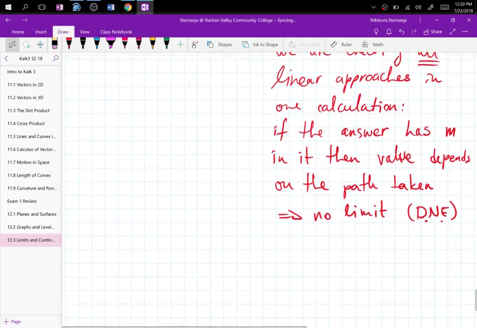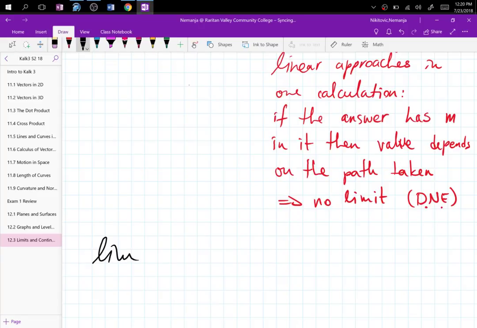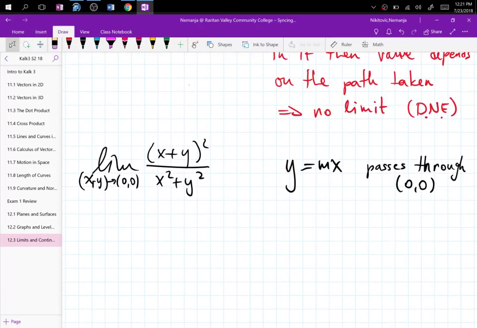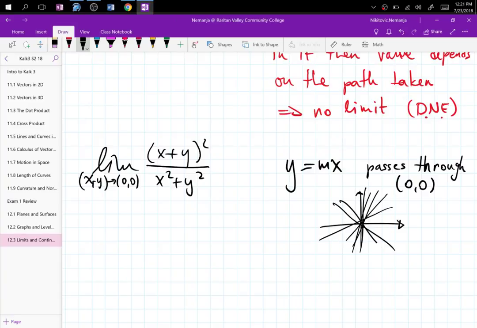We can actually use this boss move on the problem we just had. The limit of x plus y squared divided by x squared plus y squared as x, y goes to 0, 0. Again, guys, this is situational. y equals mx passes through 0, 0. This is very important. It has to pass through the point at which you are looking at the limit. Otherwise, it doesn't work. So now, you have every possible approach: when the slope is 1, when the slope is 2, when the slope is 3, when the slope is 4. So it's infinitely many approaches. They're all there, positive and negative, because this m can take on any value.